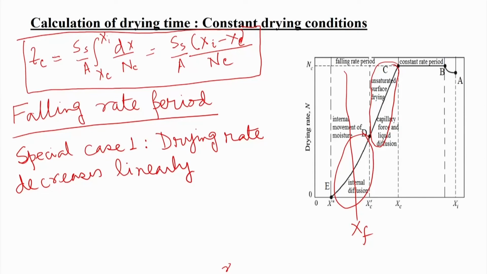Like we can say N is proportional to x. So, we will be taking N equal to mx plus b. At the start of this falling rate period, Nc will be equal to m into xc plus b, and this is N equal to mx plus b.